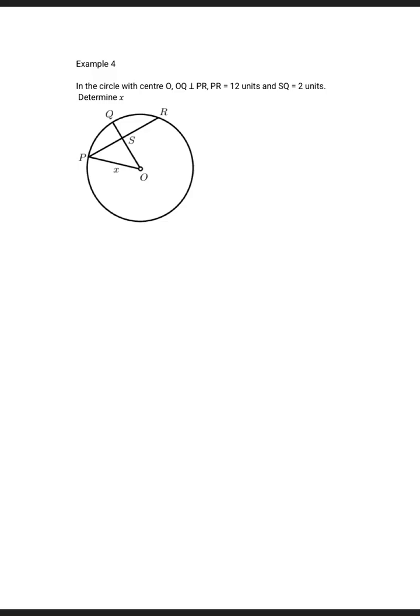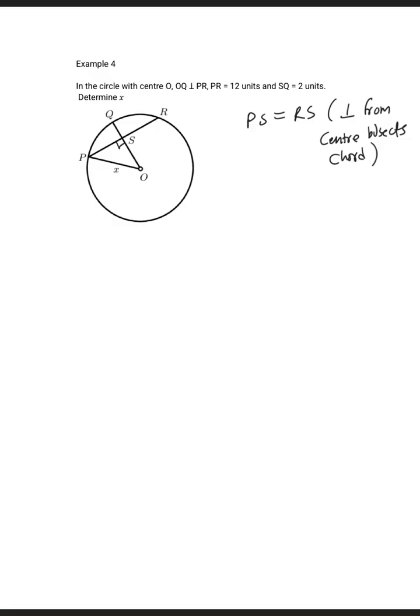It says that in the circle with center O, OQ is perpendicular to PR. OQ is perpendicular to PR, so we know that here is 90 degrees, right? And then PR is equal to 12 units and SQ is equal to 2 units. Determine the value of X. So the moment we are told that OQ is perpendicular to PR, then we know that PS is equal to RS, and then the reason will be perpendicular from center bisects chord, right?